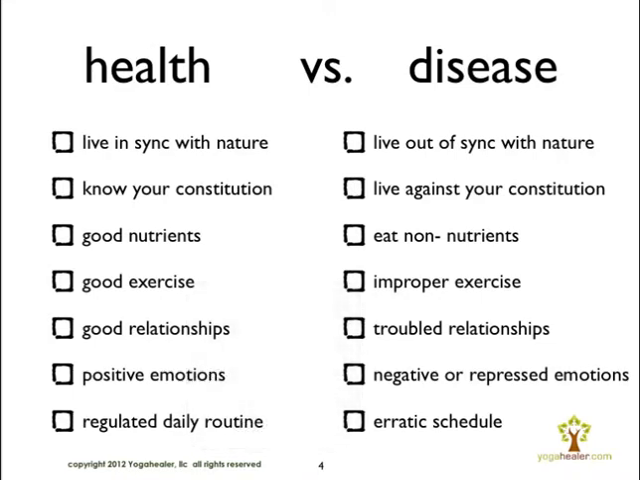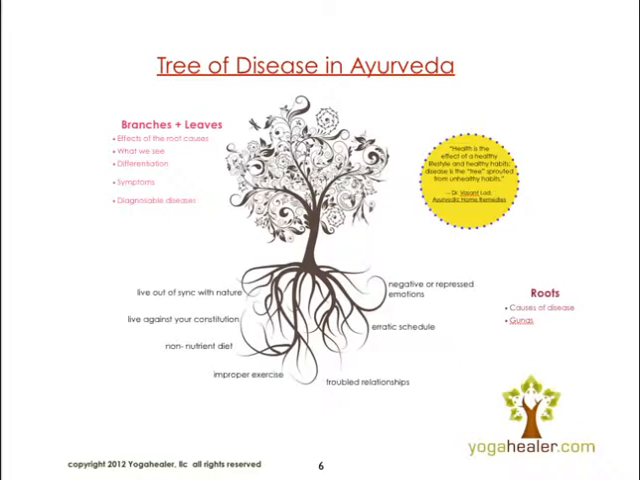You either have a regulated daily routine that you stick to, you have a discipline around your daily routine, or you have an erratic schedule and each day looks a little different and you eat at different times and you go to sleep at different times and you don't have a regularity for the body to be able to find synchronization.